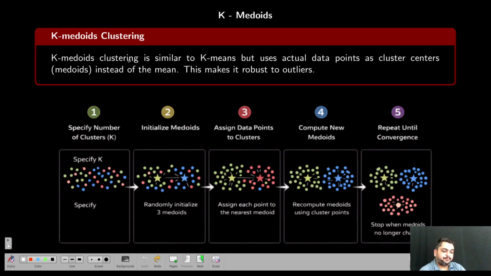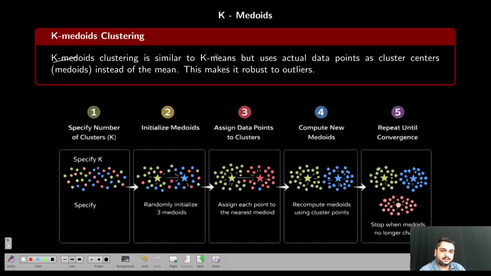Welcome to GetXAML. In this video, we'll understand in depth, with an example, the K-Medoids unsupervised learning algorithm. It is similar to K-means, in the sense that all the steps remain the same. Only one or two steps will change. I will tell the difference in the beginning itself.